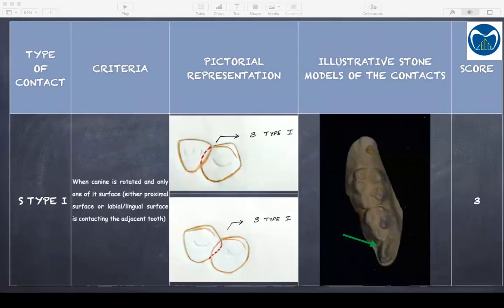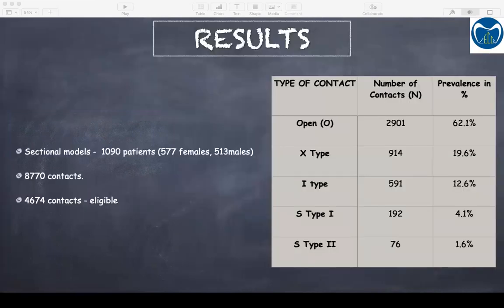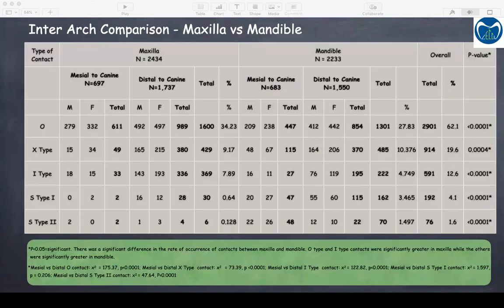The S type was subdivided into two categories, type 1 and type 2, based on the number of surfaces being in contact. Canine is rotated and only one of its surface touching the adjacent tooth, then it is given a score of 3. S type 2, when canine is rotated and two of its surfaces are in contact with the adjacent tooth, given a score of 4. 4,674 contacts were considered eligible, and the open type of contact was the most common prevalent contact, followed by X type, I type, S type 1, and S type 2.